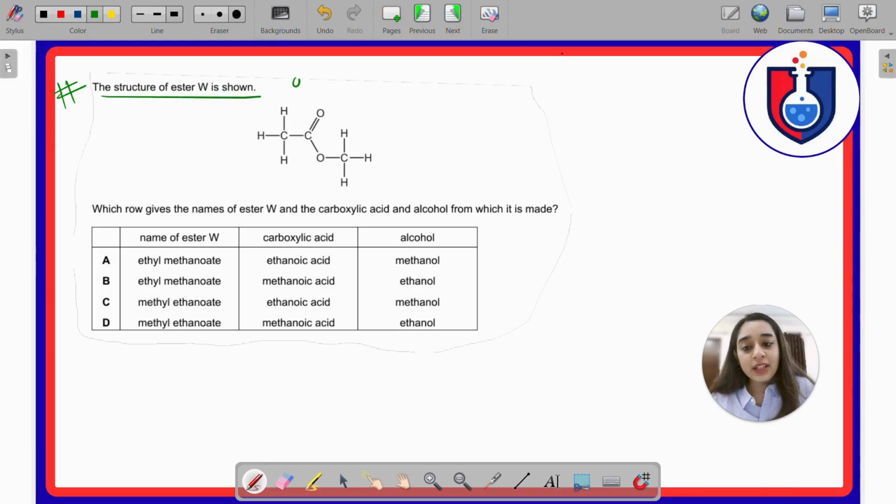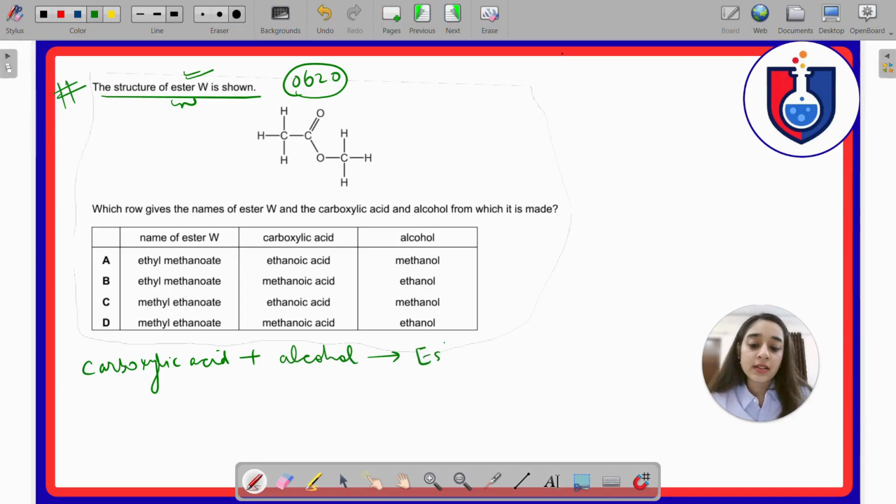For students having course 0620, this concept of esterification is very important and we will quickly do it with the help of a trick, right? So what is an ester? This question is all around ester. So we'll first look at what an ester is. It's a fruity smelling, sweet smelling compound formed when a carboxylic acid reacts with alcohol to form ester and water. Now this process is known as esterification, formation of ester by carboxylic acid and alcohol.